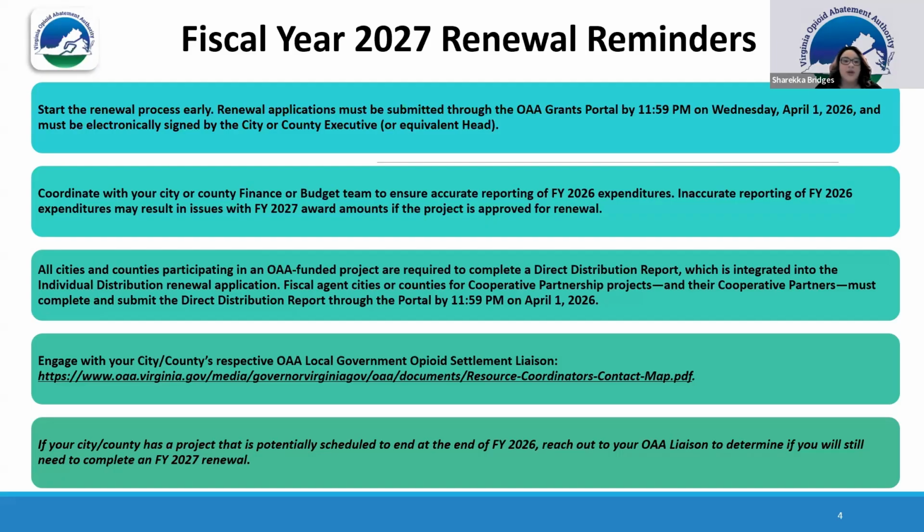All cities and counties participating in an OAA funded project are required to complete a direct distribution report. For individual distribution renewal applications, the direct distribution report can be done as part of the renewal application because it's embedded into that application. But fiscal agent cities or counties on cooperative partnership projects, and even the cooperative partner localities, will have to go into the grants management section of the portal and complete the direct distribution report through that process.